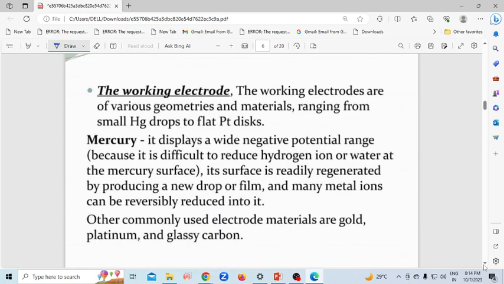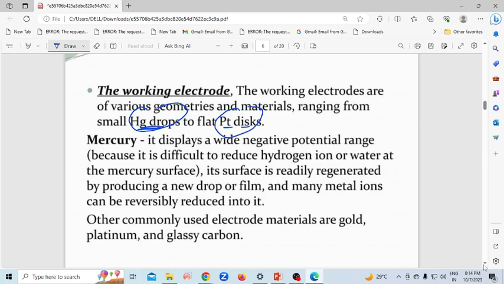Then what is the working electrode? The working electrodes come in various geometries and materials, ranging from a small Ag drop to a platinum disc. We have already discussed the mercury dropping electrode. So it is either a mercury dropping electrode or a platinum disc, platinum wire, whatever. These are the working electrodes.